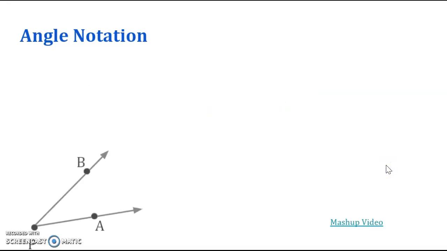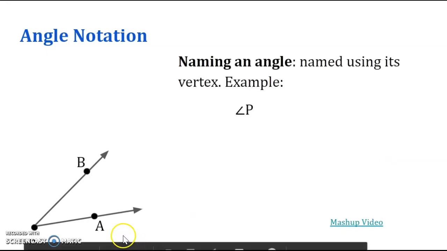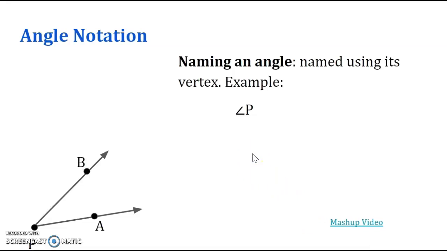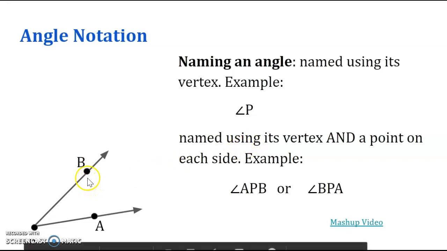Now that we've watched that, on the notation for naming an angle, we can name this angle as angle P. Why? Because P is the vertex for this angle. But you can also use the 3 letters to name this angle, just like the video said.